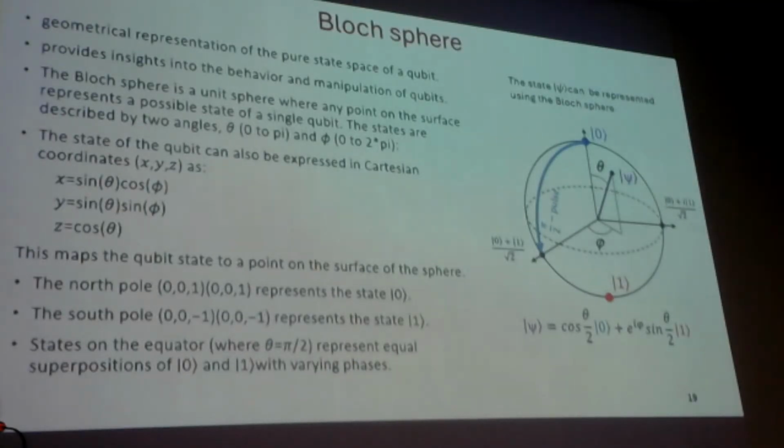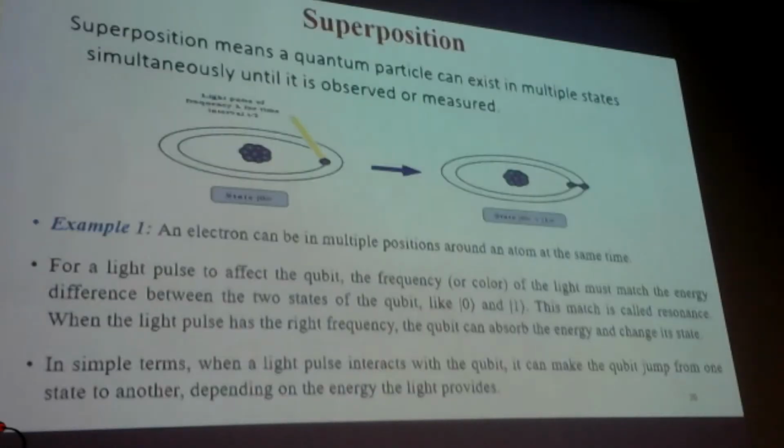You can also represent them in Cartesian coordinates as x is equal to sine theta cos phi, y is equal to sine theta sine phi, and z is equal to cos theta. Basically, it's a mathematical representation for you to visualize. If you log in to the IBM Composer and check the qubit, it will show you in this form, and you can make variations and study.